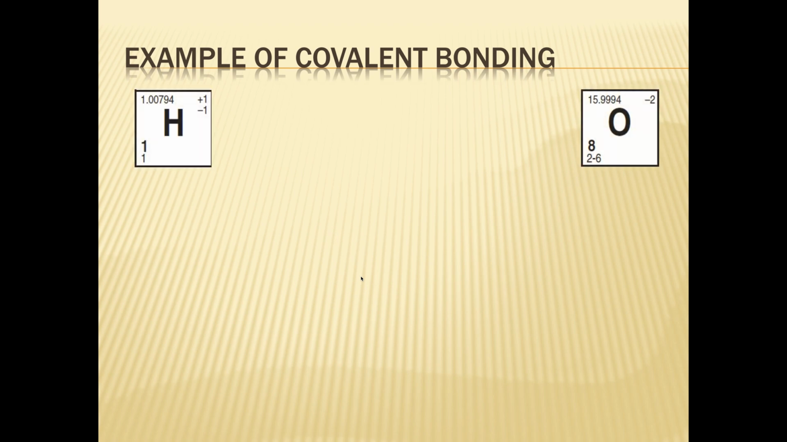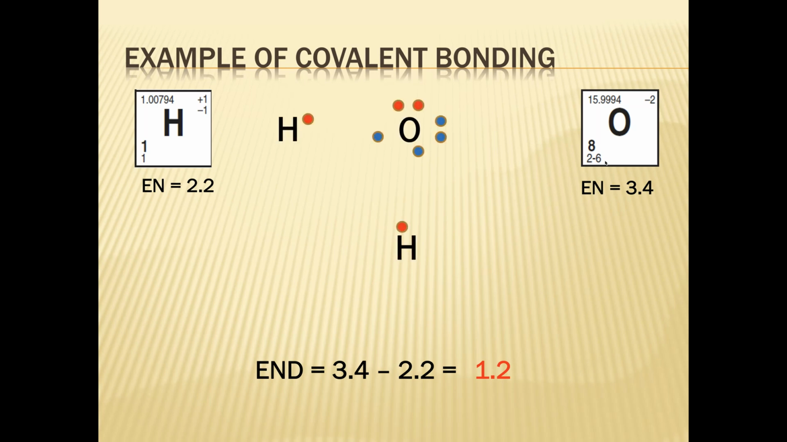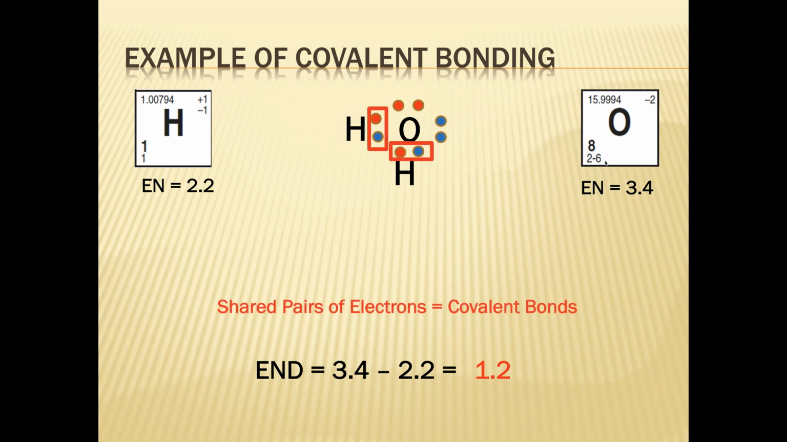Here's another example. Hydrogen and oxygen. So hydrogen has 1 electron to lose. Oxygen only needs to gain 2 to make a stable octet. But the difference is not great enough. It's still under 1.7. So oxygen doesn't have enough force to remove hydrogen's electron. So once again, they have to compromise and share. The shared pair of electrons are your covalent bonds.